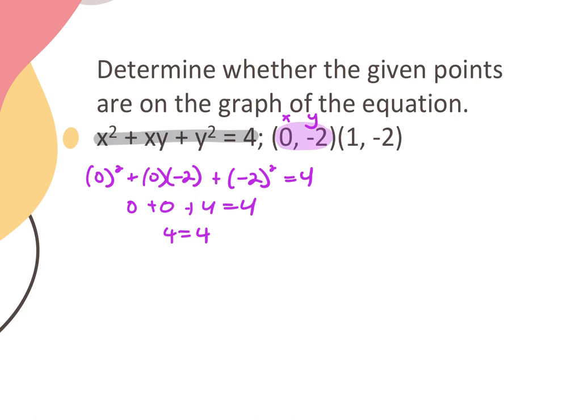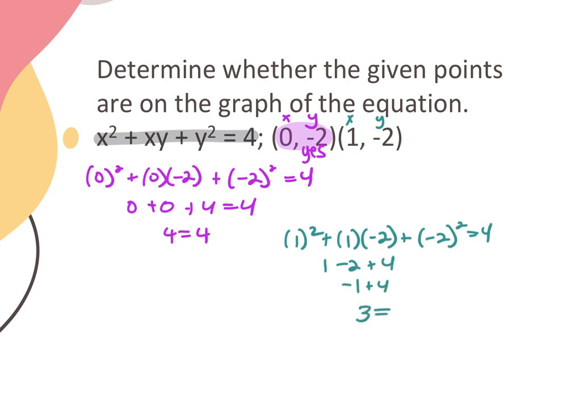So because 4 equals 4, this one is yes. (0, -2) is on the graph of that equation. And then (1, -2): 1 squared plus 1 times negative 2 plus negative 2 squared equals 4. 1 minus 2 plus 4. 3 does not equal 4, so that's a no.